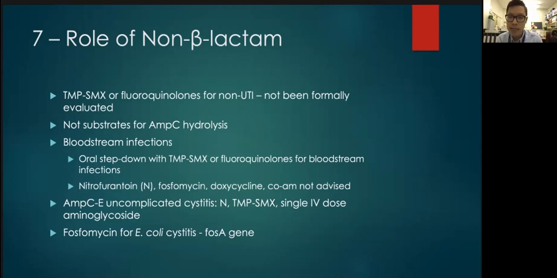However, they don't advise nitrofurantoin, fosfomycin, doxycycline, or amoxicillin-clavulanate, as they achieve poor, unreliable serum concentrations when used to treat AmpC-producing Enterobacterales. And they also suggest to limit fosfomycin use to E. coli cystitis, as there may be a fosA gene that is intrinsic to other gram-negative organisms, including those organisms that are at moderate to high risk for AmpC production, where they can hydrolyze the drug and lead to clinical failure.